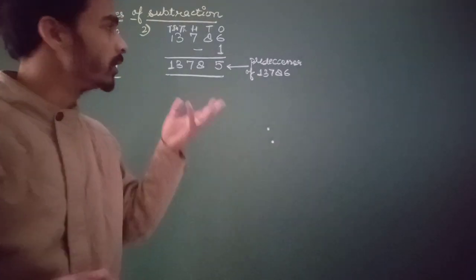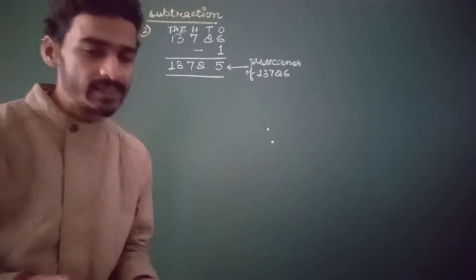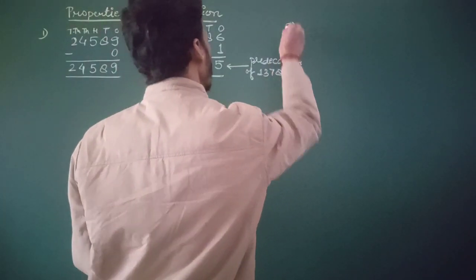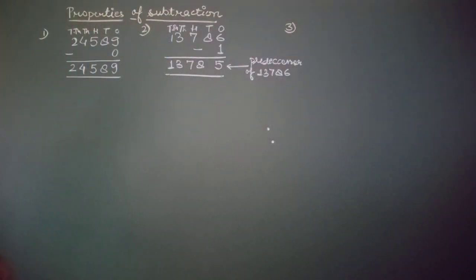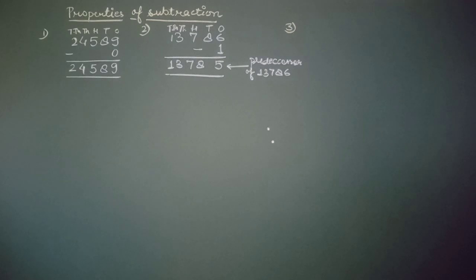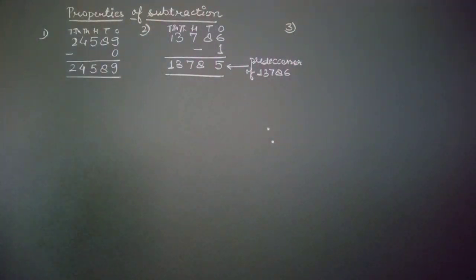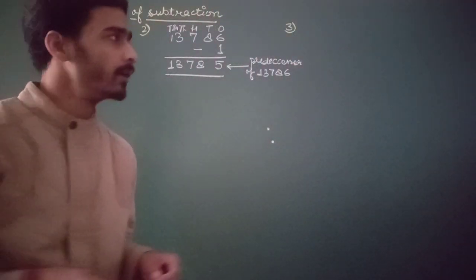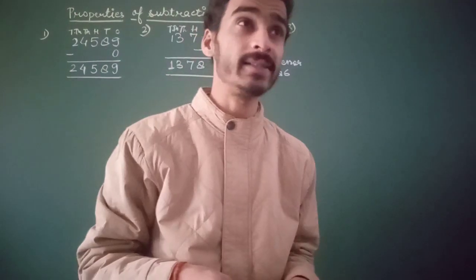Now let us come to the next property, the third property. When a number is subtracted from itself, the difference is 0. When you subtract a number from itself, you will find that the difference is 0.